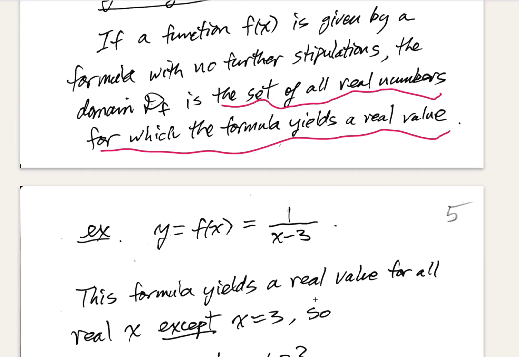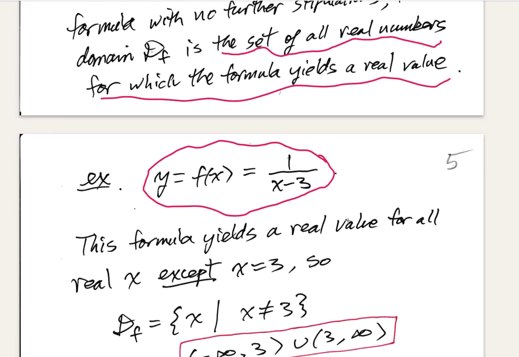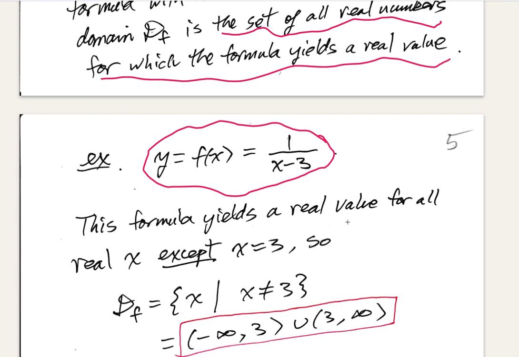Let's look at some examples. Say y equals f of x is 1 over x minus 3. I didn't say anything else about this function. I just gave a formula for it. No further stipulations here. This formula yields a real value for all real values of x except x equals 3.